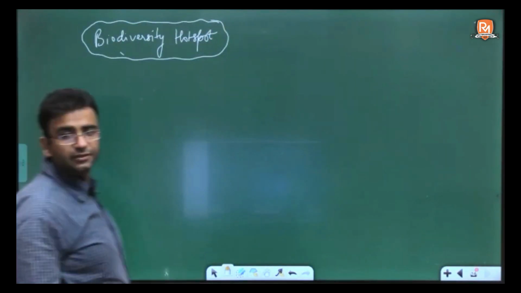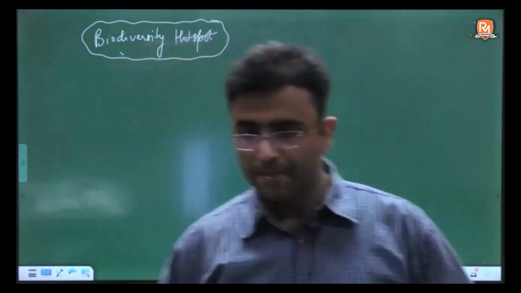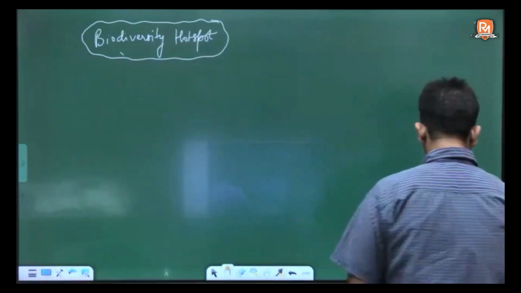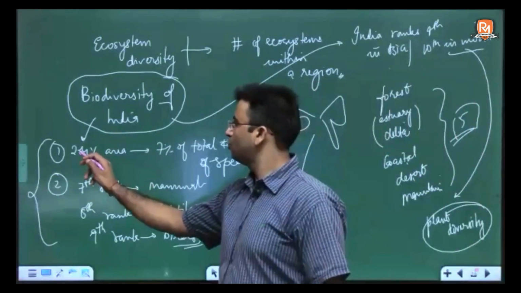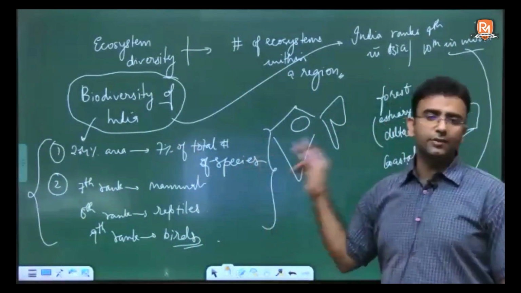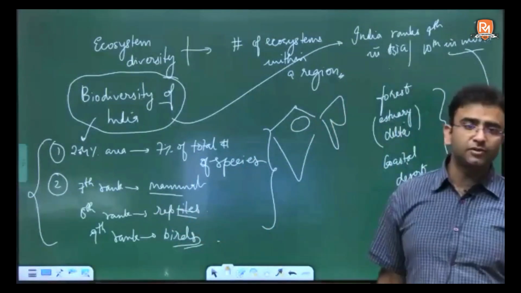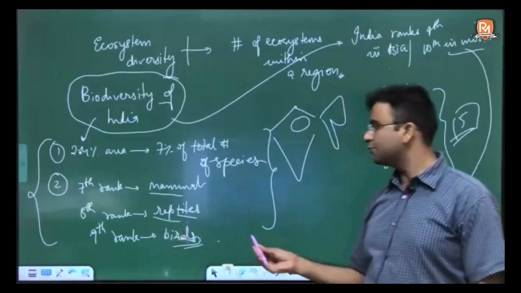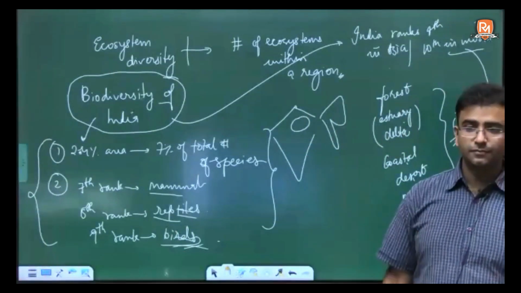Anandini, it's 2.4%. 2.4% area, 7% total number of species. 7th rank in terms of mammals, 5th rank in terms of reptiles, and 9th rank in terms of birds.